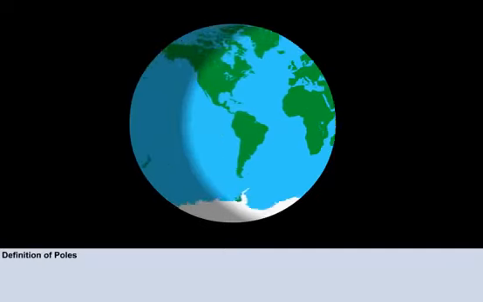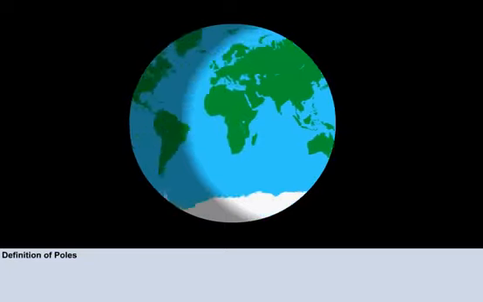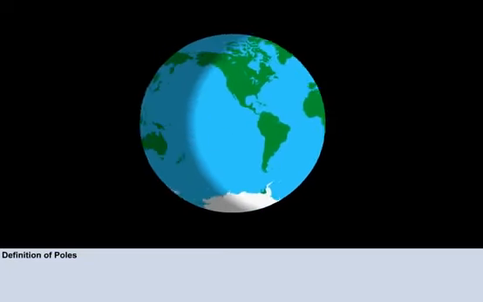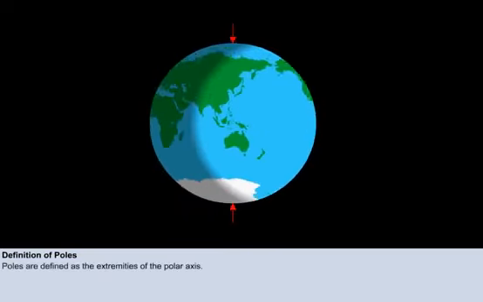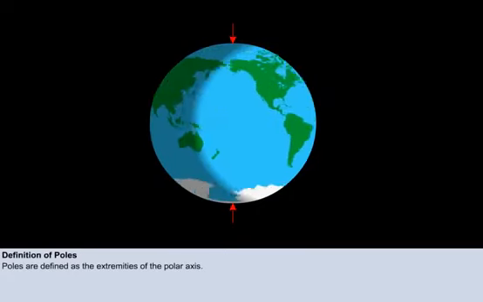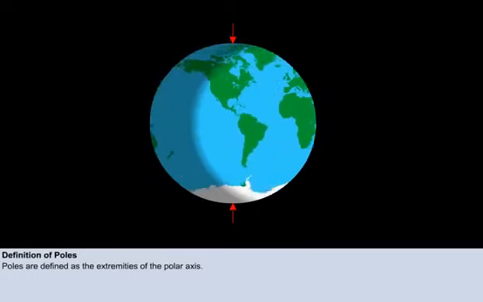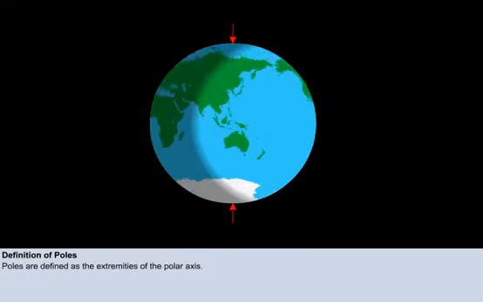We have seen that the Earth spins about its polar axis. The two extremities of this axis, where the axis meets the surface of the Earth, are significant points in the understanding of navigation. The two extremities of the polar axis are called poles.